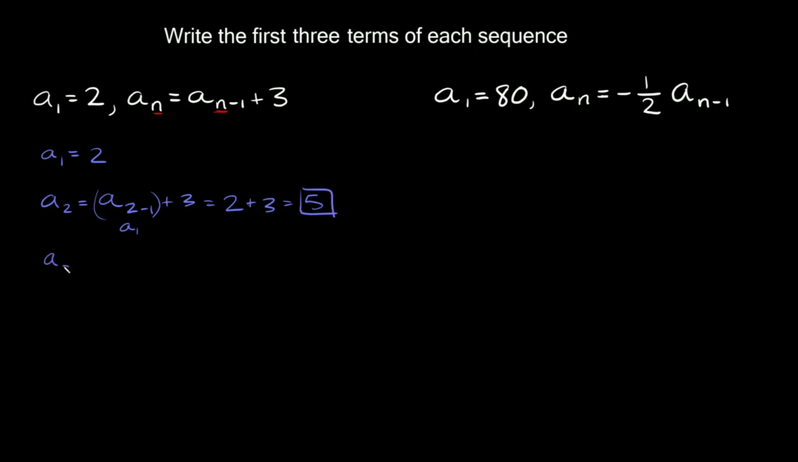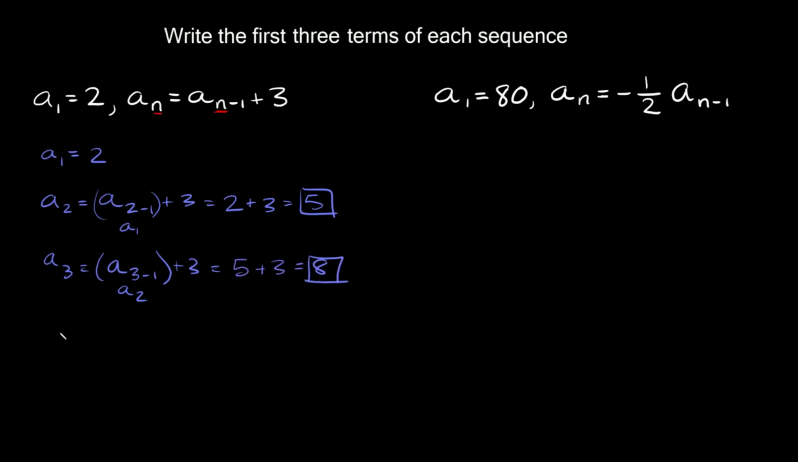Now let's find a of 3, okay? Well, again, just plugging it into the formula that it gives us, we're going to have a sub 3 minus 1, right, plus 3, okay? Now 3 minus 1, that's equal to 2, so here we really have a sub 2. And a sub 2, we just found, is 5. So here we really have 5 plus 3, and that's equal to 8.